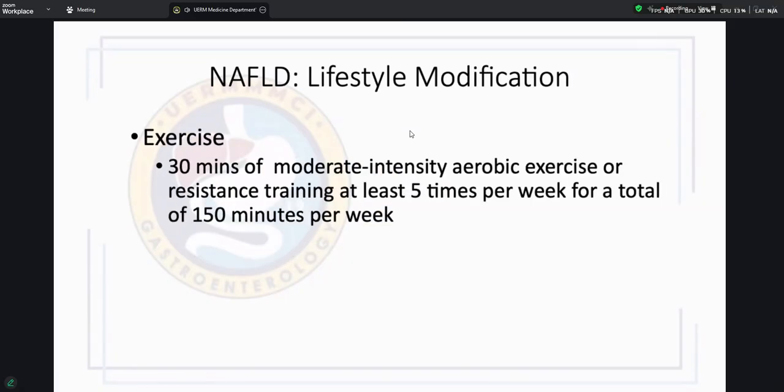Exercise independent of weight loss has hepatic benefit because it improves muscle insulin sensitivity, which improves the metabolic syndrome. The intensity and duration should be individualized, but some studies demonstrate that 30 minutes of moderate intensity aerobic exercise or resistance training at least 5 times per week for a total of 150 minutes per week can prevent or improve NAFLD.